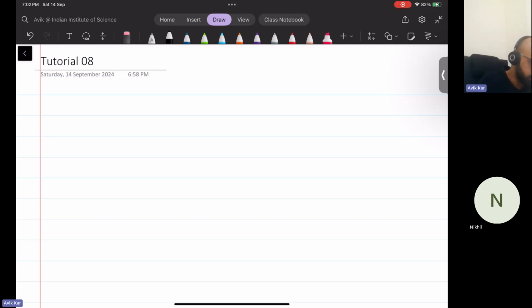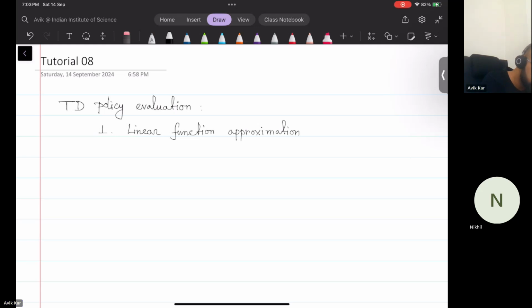Reinforcement learning. So today we'll discuss TD policy evaluation. The first part we'll discuss with linear function approximation. And in the second part, we'll implement neural network based TD policy.